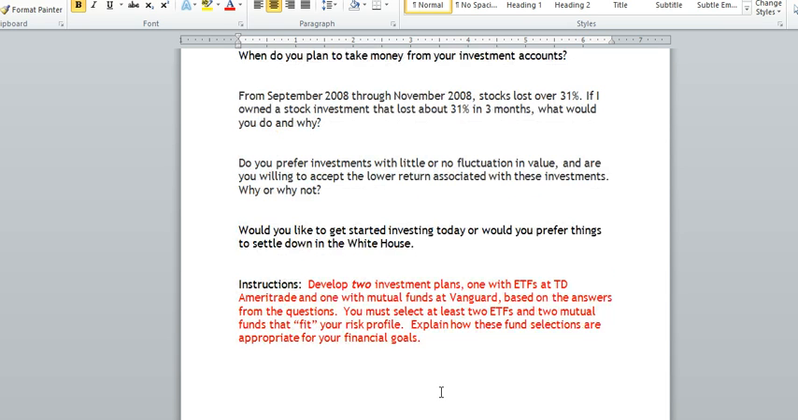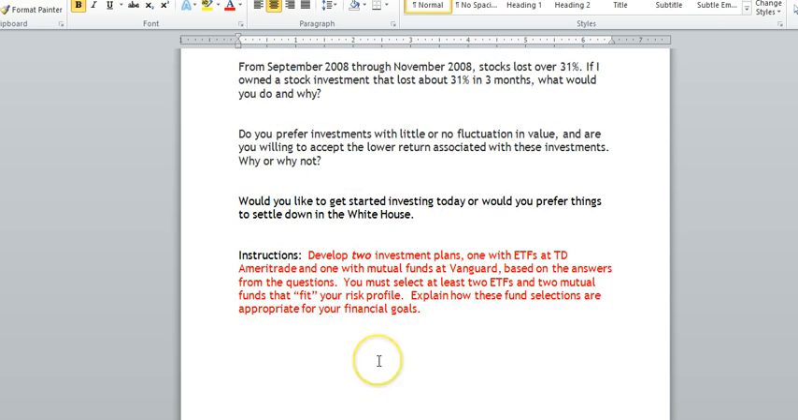So let me give you an example. If you tell me that one of your financial goals is to buy a car in 2 years, you have to buy a car in 2 years, and you need $5,000 to buy a car.